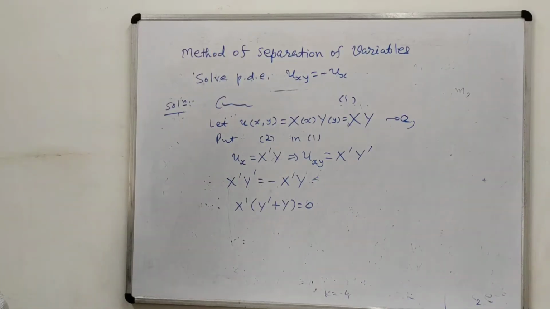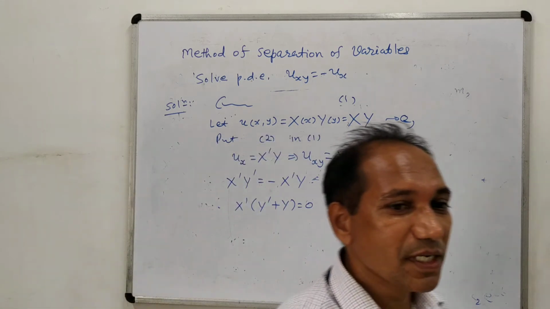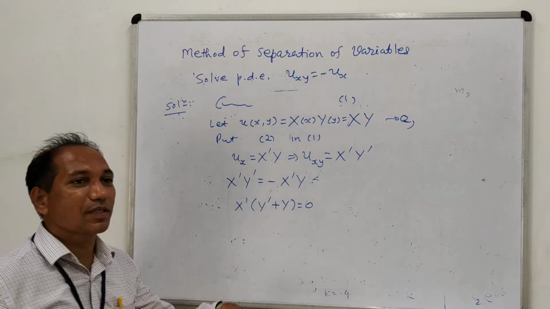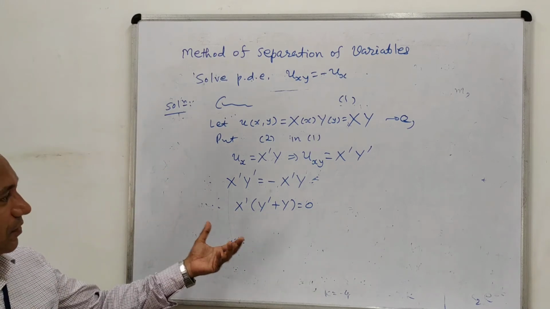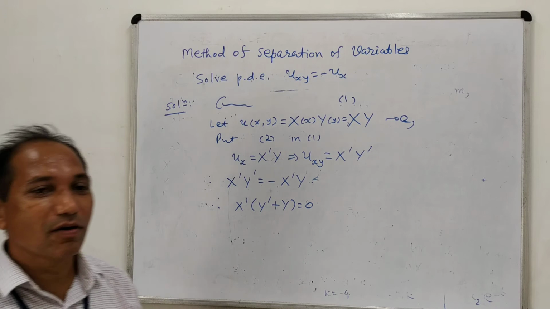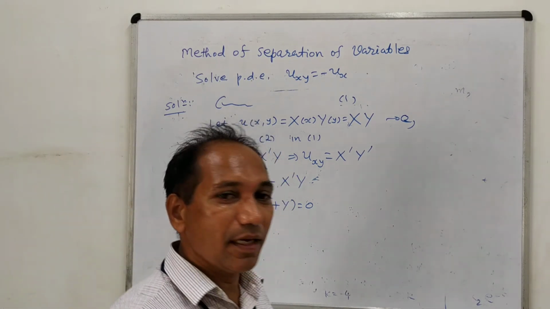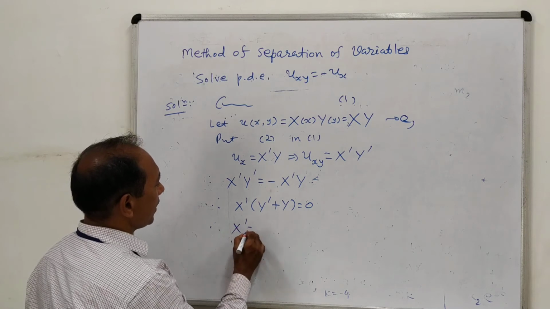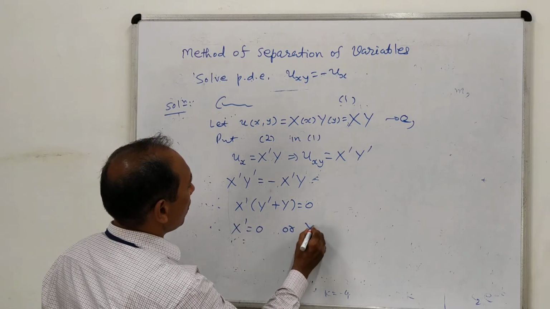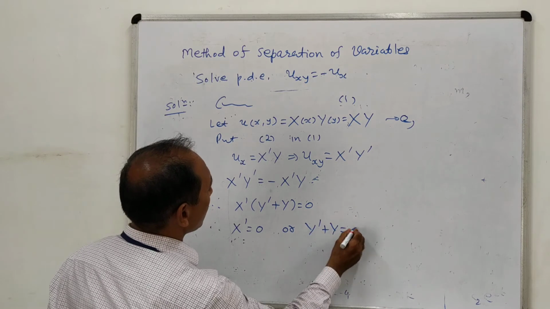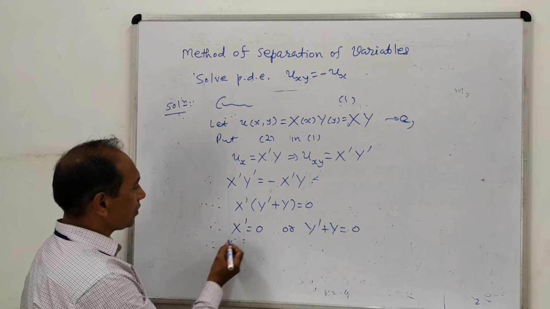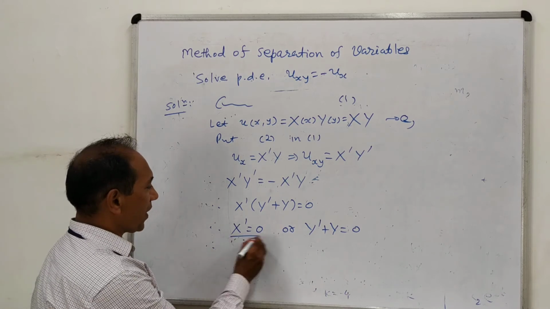Here, automatically the terms containing x and y will be separated out. No need to use the expression which we used in the last example. That means we have separated X on the left hand side and Y on the right hand side, and then assume this is equal to k. Because from this we can say directly that X dash equal to 0 or Y dash plus capital Y equal to 0. Okay, understood? So here X dash equal to 0. We will find its solution.